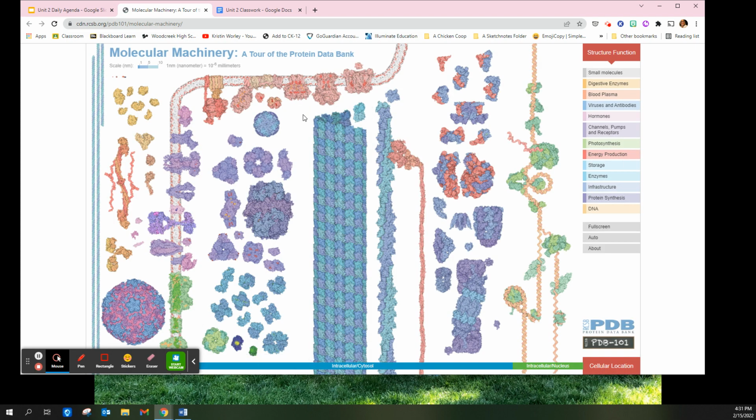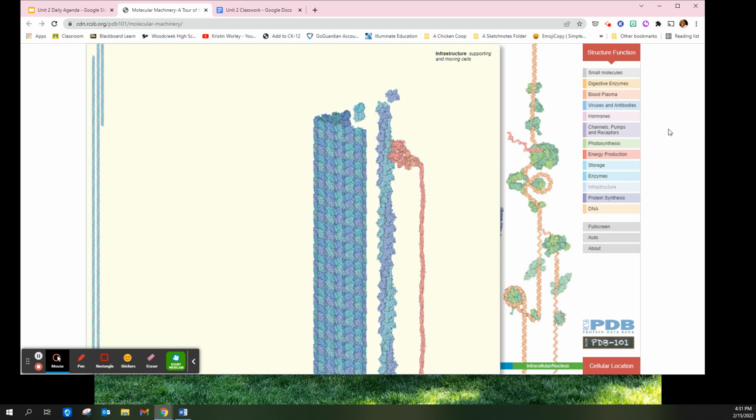This is an incredibly detailed site that shows you the actual 3-dimensional molecular view of a whole bunch of proteins. This is the Protein Data Bank. This is a global consortium of research houses pulling together a tremendous amount of information. If you look over on the right-hand side, you can see that they're going to show you some very small molecules all the way down to some really, really large, massive molecules.